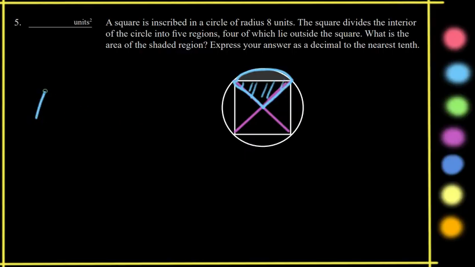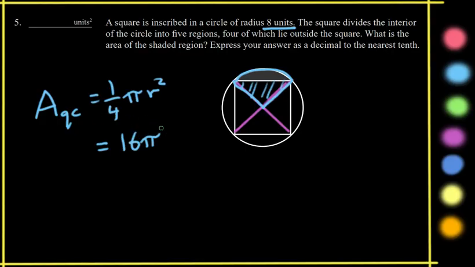Okay, so let's find the area of the quarter circle. Area of the quarter circle is going to be 1/4 of the area of the circle. The area of the circle is pi r squared. So do we have the radius? Yeah, it says the radius is 8. So this is going to be 1/4 of pi times 64. 64 divided by 4 is 16, and then pi. So that's the area of the quarter circle.